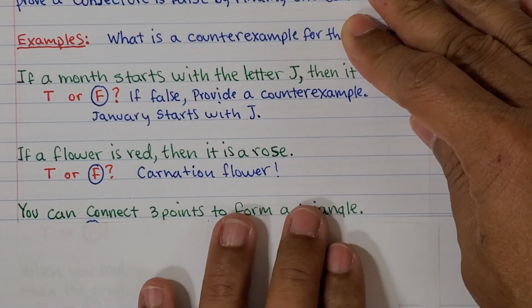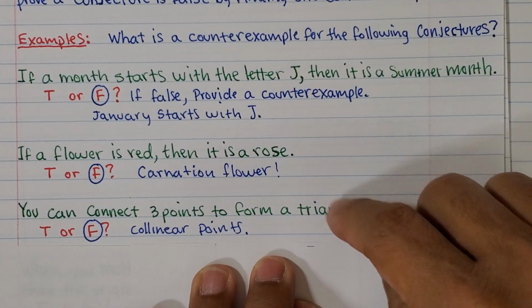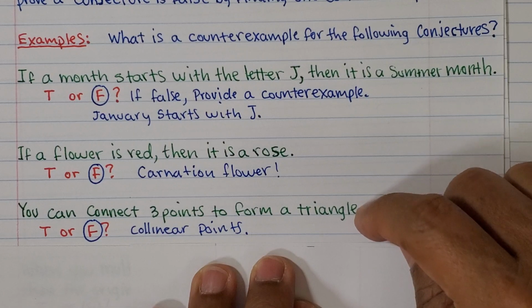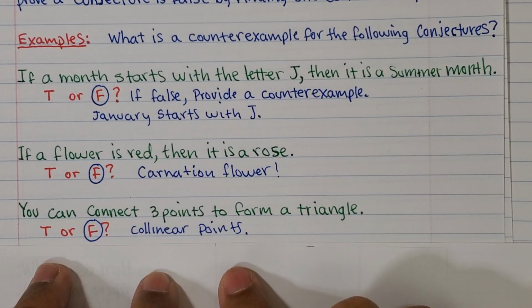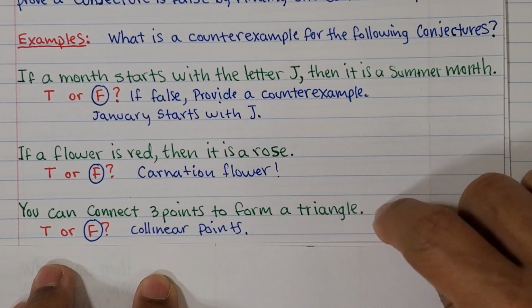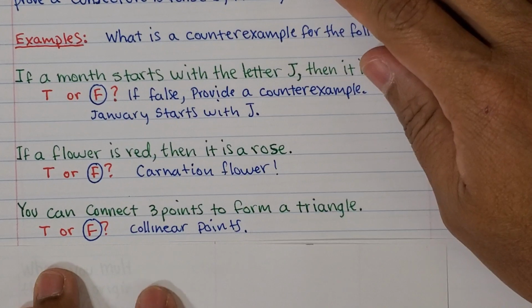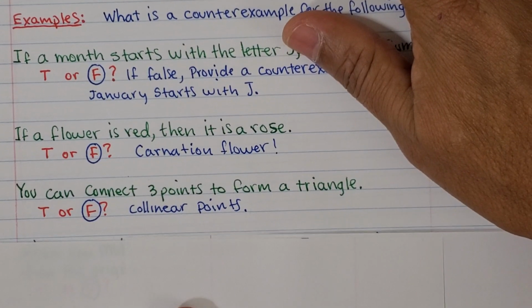So I'm going to say this is false, and I'm going to give you a counterexample to contradict this, making this conjecture false: collinear points. Simple. That's my counterexample. You can try to argue with me, but I'm still going to say your conjecture is false. I just gave you a counterexample. Let's go on to the last example here.